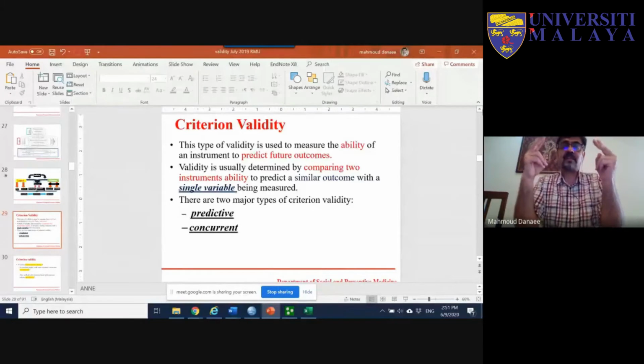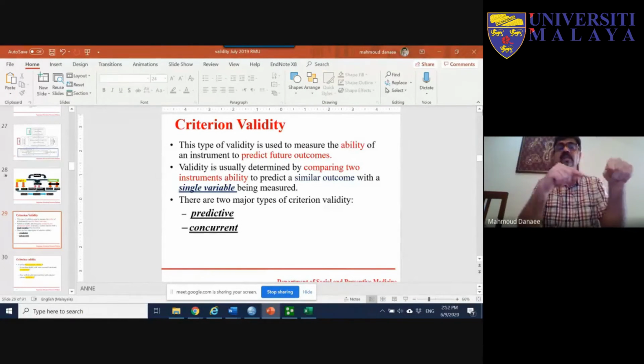There are two types of criterion validity. First is predictive, and second is concurrent. The method of statistical analysis is the same, but conceptually, predictive validity means your research variable can be used to predict another outcome, and concurrent validity means there is another instrument that can measure the same variable that you designed your questionnaire to measure.